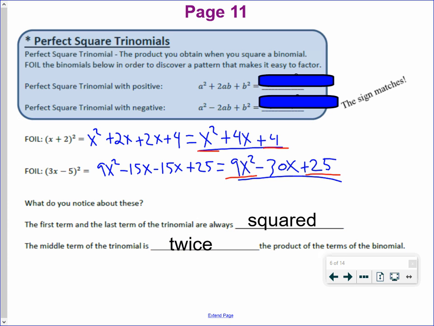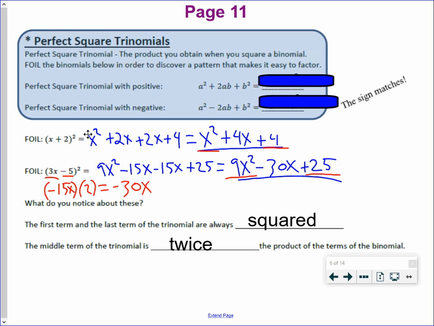The middle term of the trinomial will be twice the product of the terms of the binomial. Or in other words, let's say with number 2, the 3x minus 5 squared, to figure out the middle term, we'll multiply the 3x and the negative 5. That gives us negative 15, and we just need to double it, and that gives us our middle term of negative 30x. Well, it should be negative 15x there, sorry about that. So the middle term of the trinomial is always twice the product of the terms of the binomial, or you multiply the two terms in a binomial together, then you double it. That will give you the middle term of your trinomial.